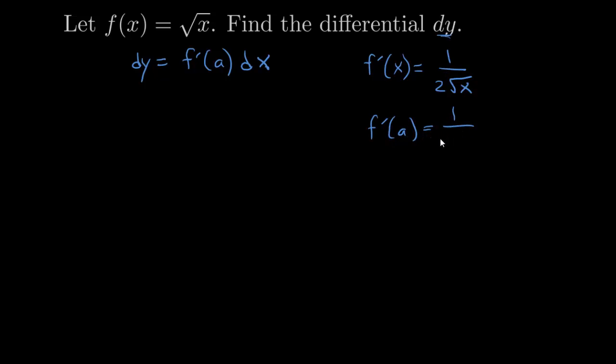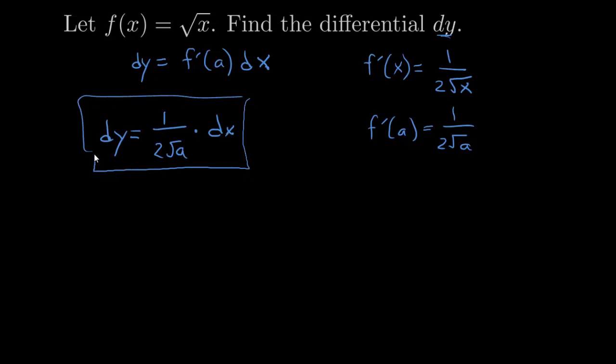It's simply 1 over 2 root a. Just plug x equals a in, and there you go. So what's my differential? 1 over 2 root a times dx. So dx is actually our variable. All right, this is going to represent how far we're moving away from a. And that's it. That's our differential. So let's go ahead and see how we can use it.